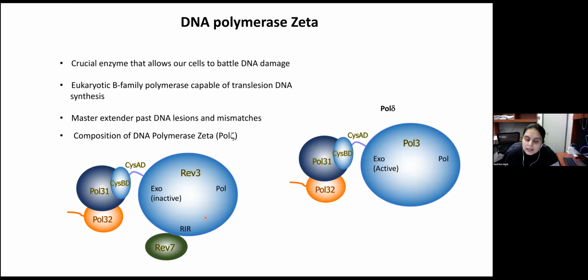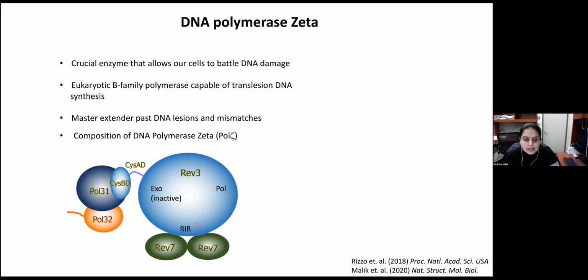So for a long time, it was thought that there is just one binding site of Rev7 in the RIR domain of Rev3. However, recently, a second binding site was discovered, and we were the first ones to characterize the dimeric Rev7 structure in the Polζ holoenzyme.